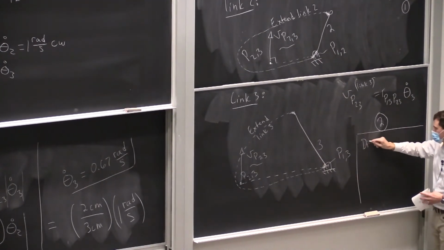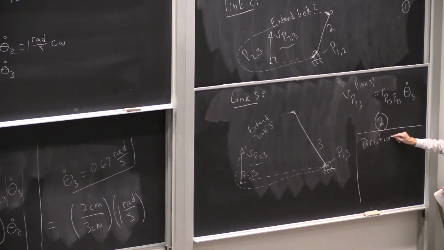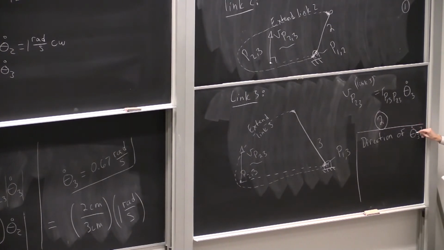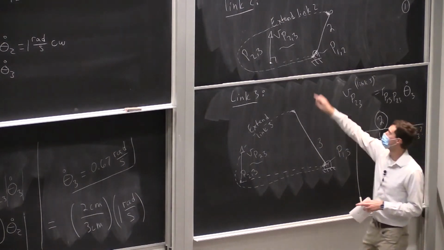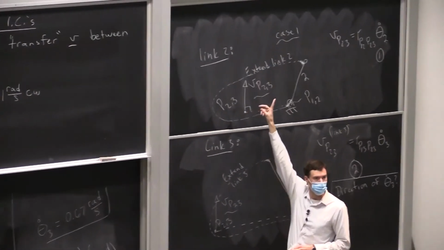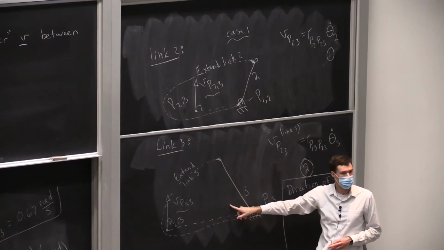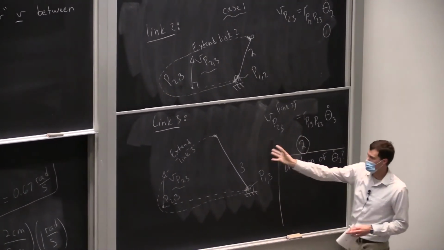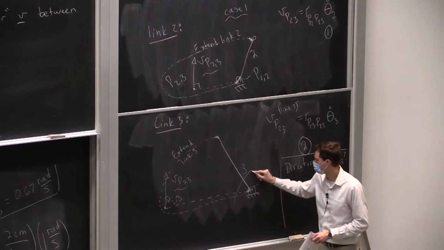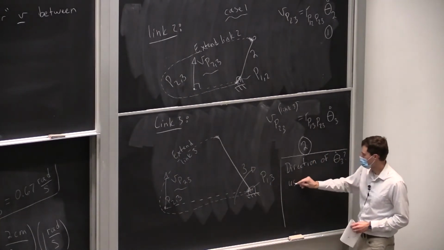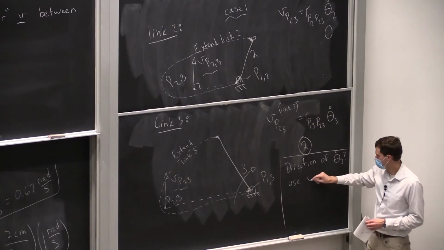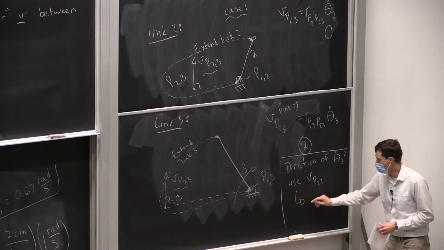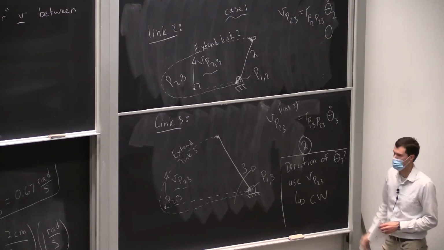So let's find the direction, clockwise or counterclockwise, of our output. We know the input was clockwise, and that allowed us to put this vector up. Let's look at link 3 and say, okay, we know that point's moving up. So link 3 must also be rotating clockwise. So we're going to use that velocity point, our transfer point, and here we'll find out that it's also turning clockwise.